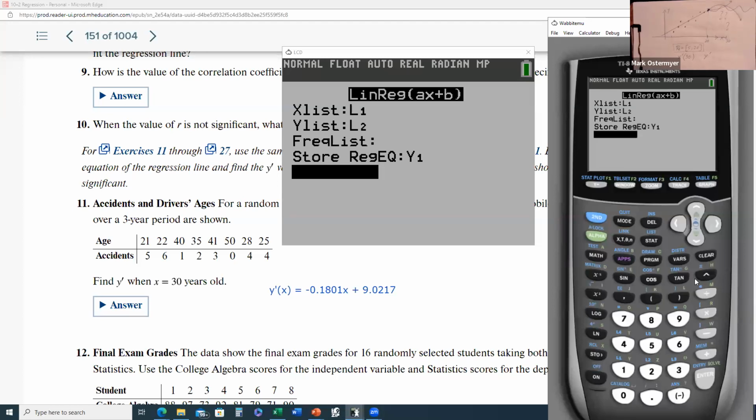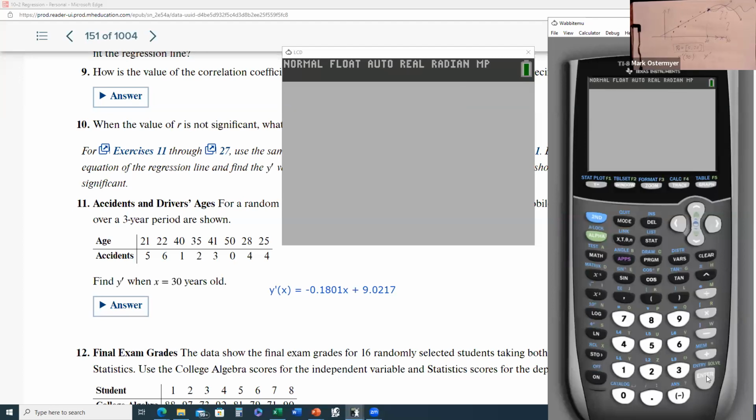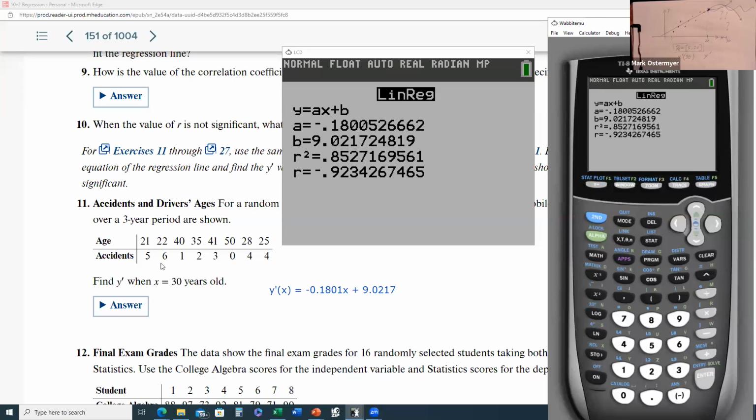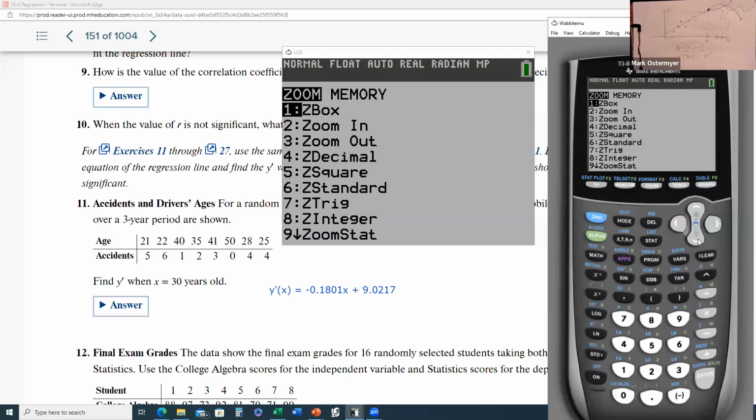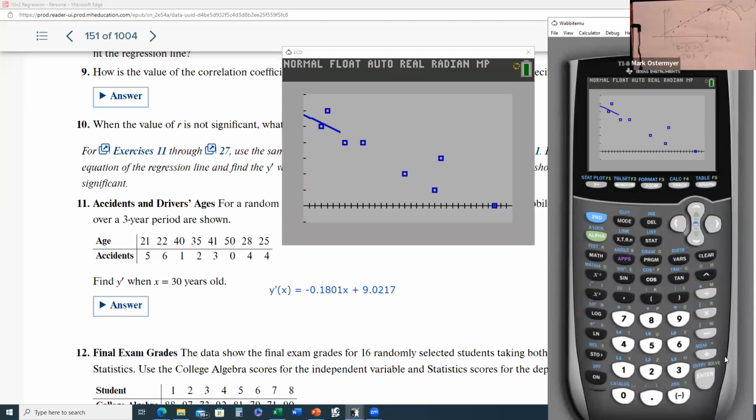By doing that, then you'll be able to graph or overlay your regression equation on top of your scatter plot. So hit calculate. And then just hit your zoom button and go down to zoom stat. And you should see your scatter plot along with your linear regression equation line over it. There it is.